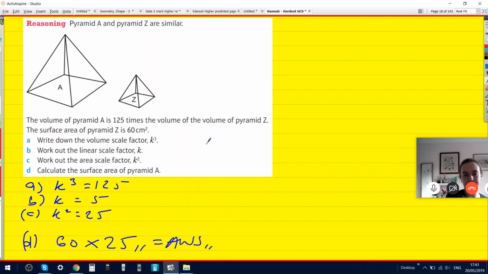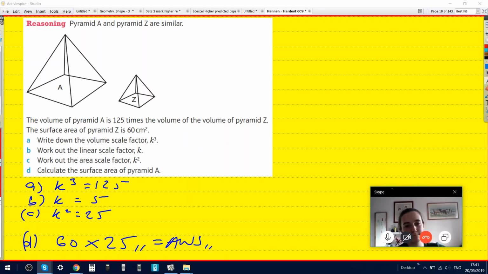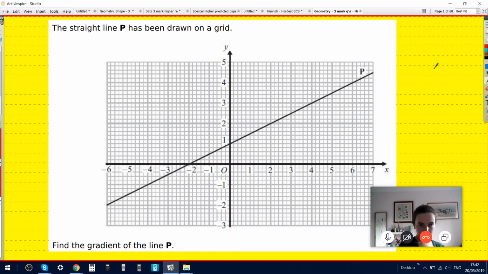So if you are enlarging a line, it would be times by 5, times by k. If you're enlarging an area, times by 5 squared. And if you're enlarging a volume, times by 5 cubed in this case, because the scale factor was 5. And you can remember that like centimeters squared, centimeters cubed. Any questions there? Nope.